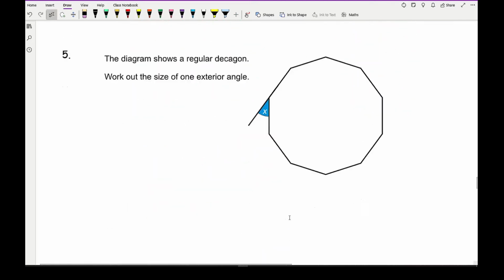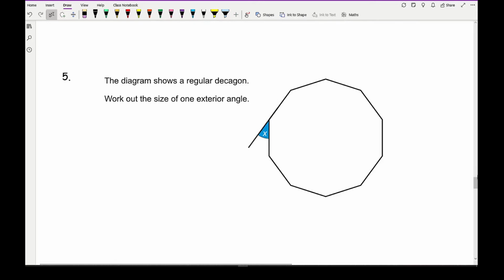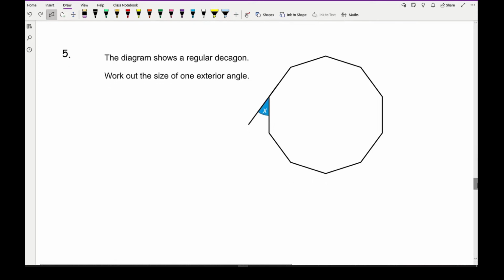Let's have a look at question 5. Question 5 says the diagram shows a regular decagon, and the question is asking us to work out the size of one exterior angle. Now, as I said, there are several ways in which you can do this. A decagon has got 10 sides.